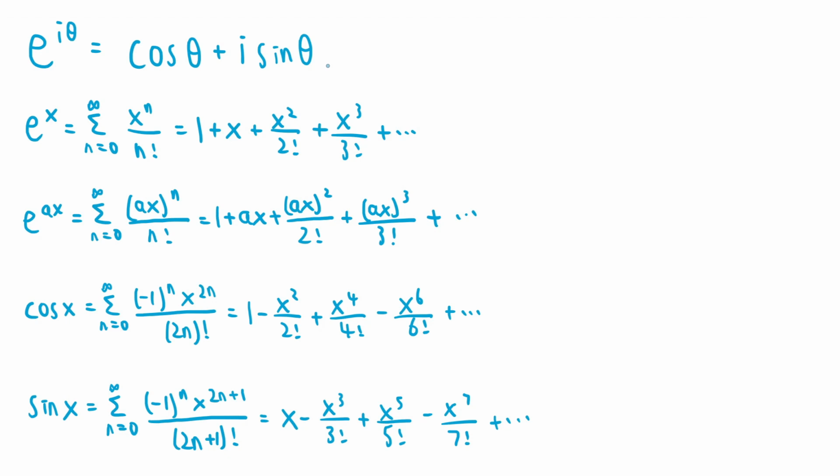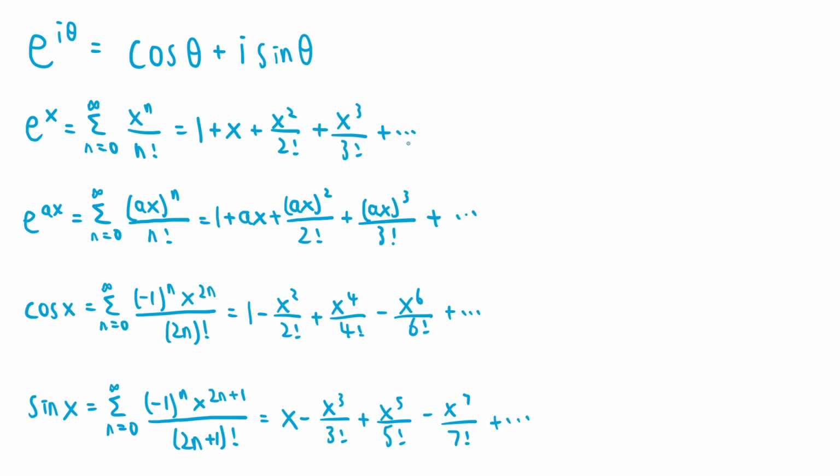What we're going to do in this video is prove this identity using Taylor series. So here are the Taylor series we will use in the proof. These are all Taylor series centered around x equals 0, so these are also Maclaurin series. The Taylor series of e to the power of x, centered around x equals 0, is the sum from n equals 0 to infinity of x to the power of n divided by n factorial, and that just turns out to be 1 plus x plus x squared over 2 factorial plus x cubed over 3 factorial, and so on.